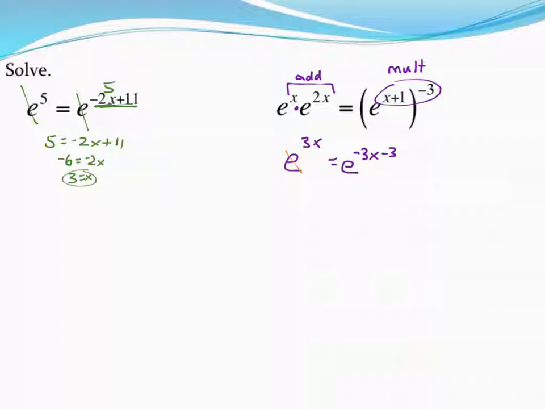So because the base is already the same, I don't need to worry about that. I just have to worry about making my exponents equal to each other. So 3x has to be equal to negative 3x minus 3. Now your 3x's don't cancel out because they're not the same thing on either side. I'll add 3x to both sides, so I get 6x equals negative 3. And then dividing by 6 gets me an x value of negative 1/2.